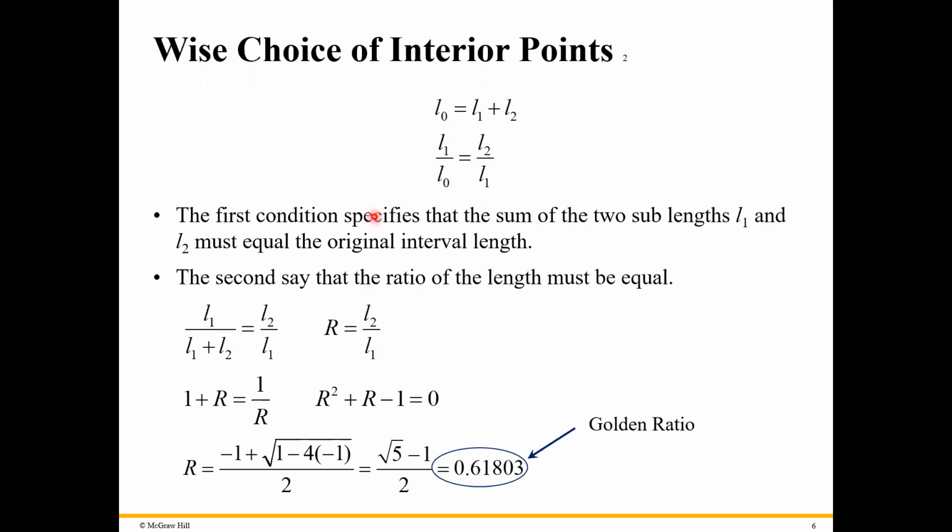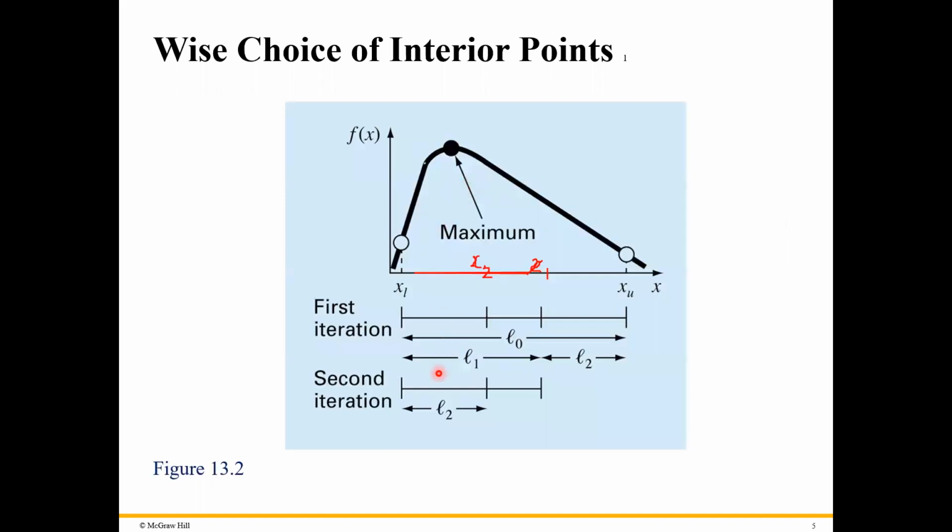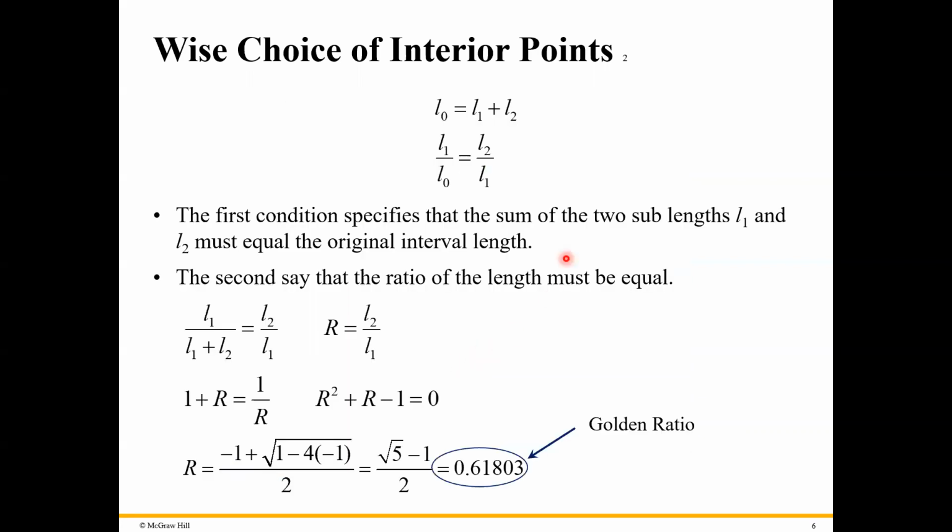So this means that the second condition says that the ratio of the lengths must be equal. Okay, so the points will be chosen such that the ratio of L1 with L0 will be the same as the ratio of L2 with L1. L1 over L0 is the same as L2 over L1.